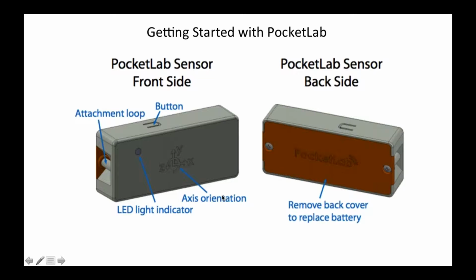So when you get your PocketLab, you can play around with it, and as you're playing around with it, use that axis of orientation to help you and your students figure out which direction the PocketLab is moving. And then at the top here is the button that turns on the PocketLab, and that's the only actual button on the entire PocketLab. It's a single button. You hit the button and it'll connect with your Chromebook automatically.